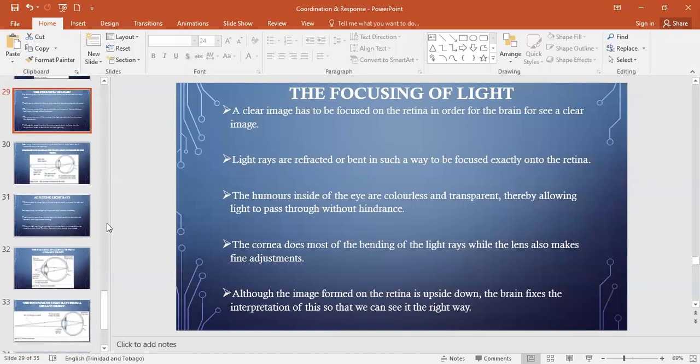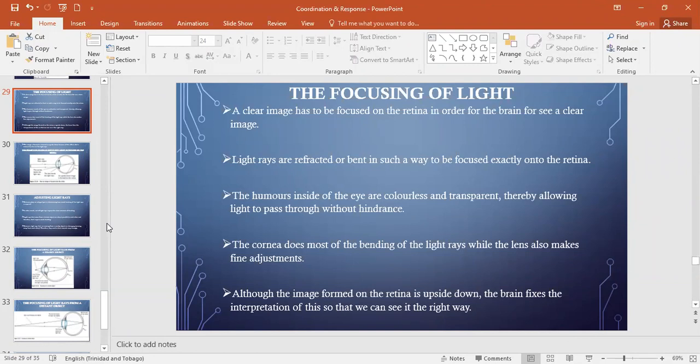Now, the light doesn't just enter all how into your eyes. Your cornea is one such part that is responsible for the bending of light rays, and your lens also makes fine adjustments to help the light focus onto your retina, where your cone and rod cells are, so that you would be able to see the image.